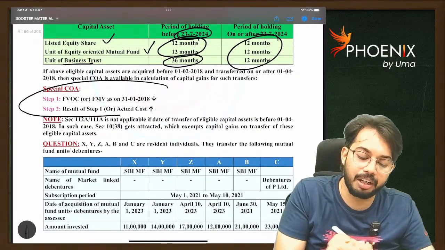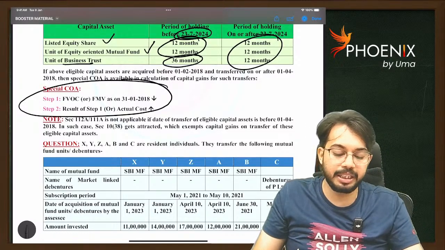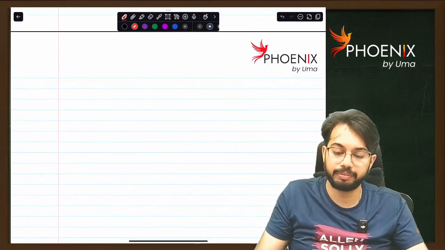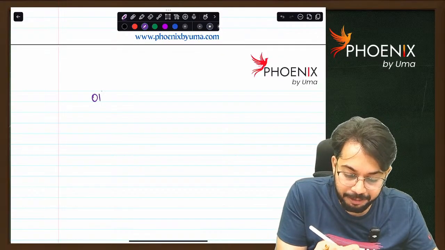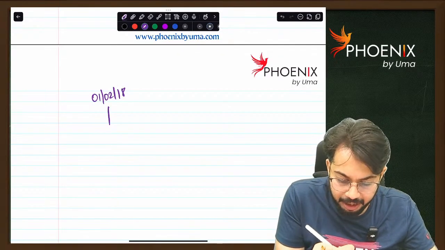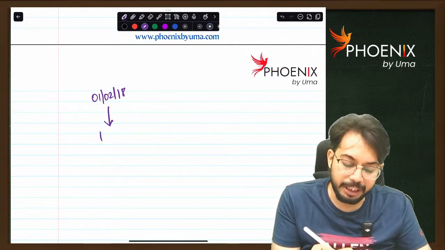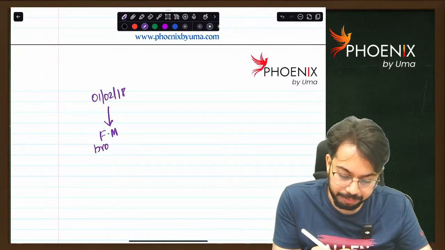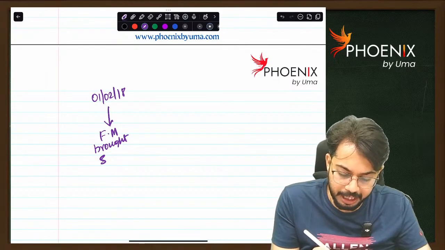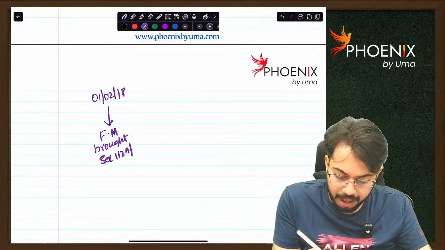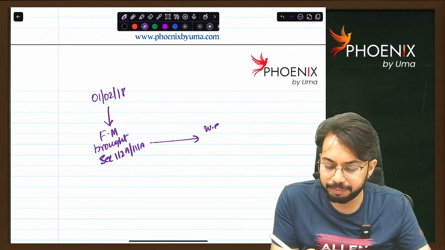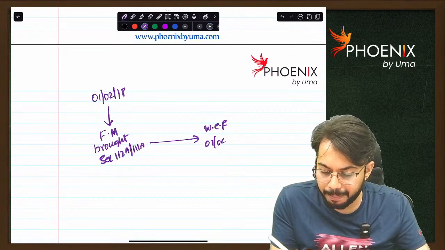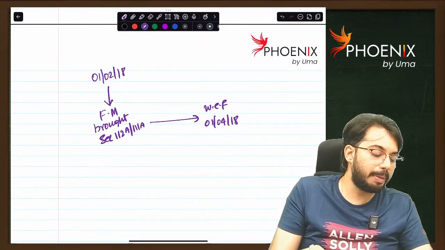Special cost of acquisition. This is an important part. What happened on 1st February 2018? The Finance Minister brought section 112A, or triple 1A. This is with effect from 1st April 2018.